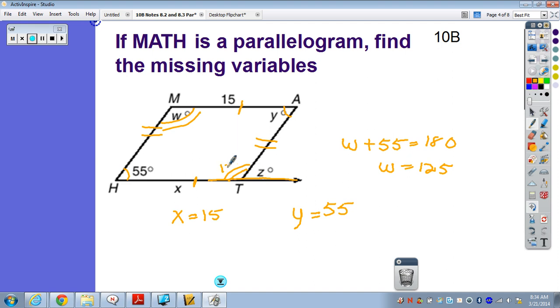Well, this angle is 125 because it's equal to W. And then 125 plus C has to add up to 180 because they're a linear pair, which means they're supplementary. So then Z is also 55. The other way you could do Z is that because AT and HM are parallel, 55 and Z are corresponding angles, and then they have to be equal since the lines are parallel.